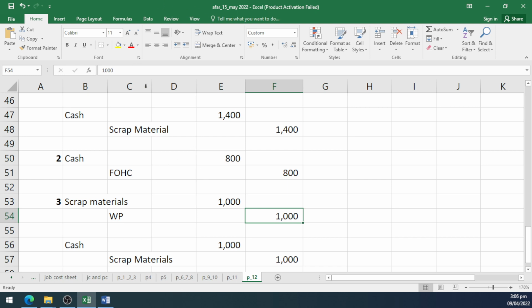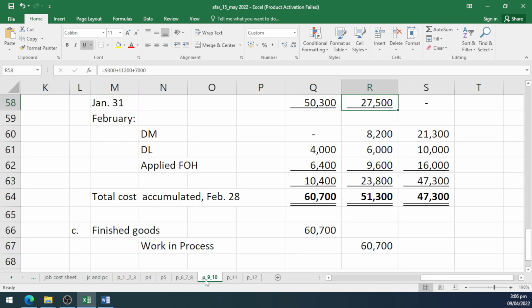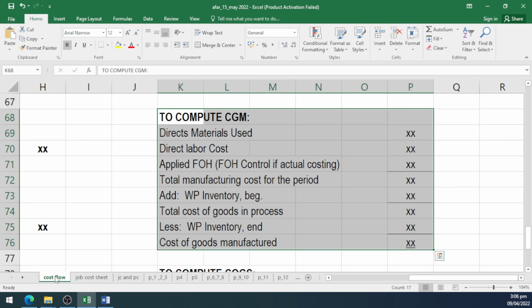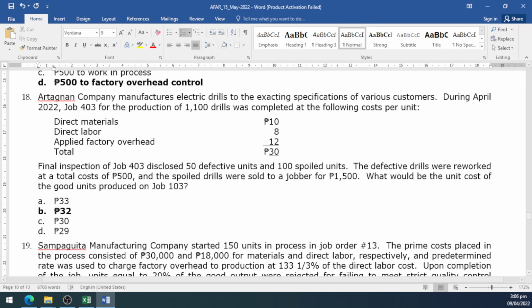This Excel file will be made available to you. You can ask this staff if you want this material. I will send it to NFC Afar and you can access it if you want. Yan. So that completes our Afar 15.